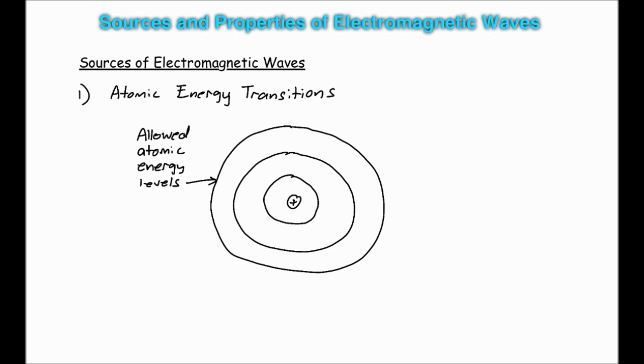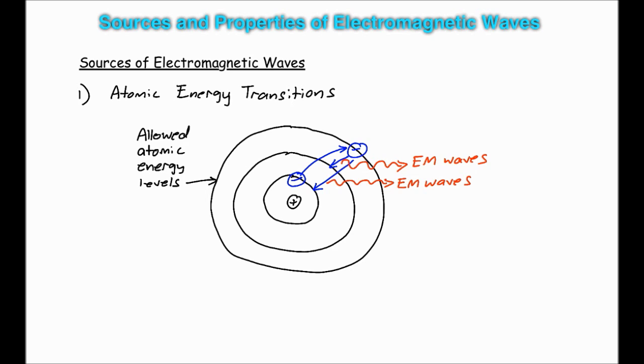Say there's an electron down here, and then if the electrons are energized, they may move up to higher energy levels, say up here. But they will ultimately fall back to the lower energy levels, say here or here. And when they do that, they give off the difference in the energy levels as electromagnetic waves. So that's the gist of that one.